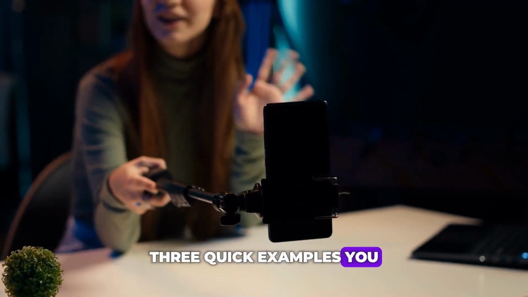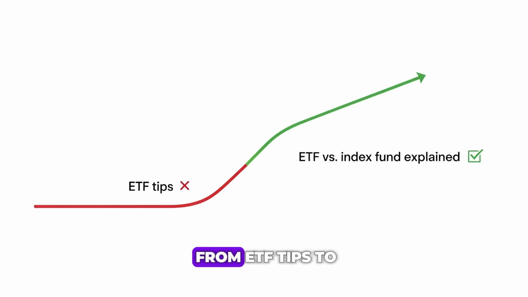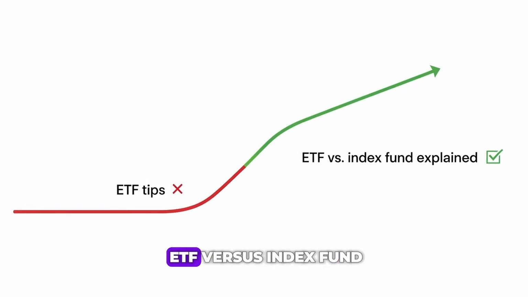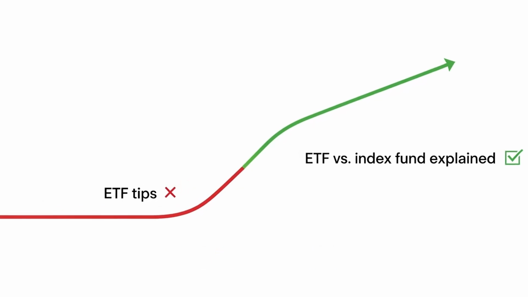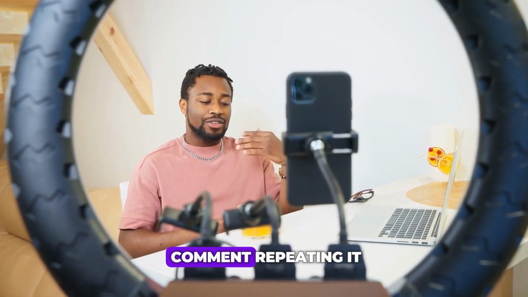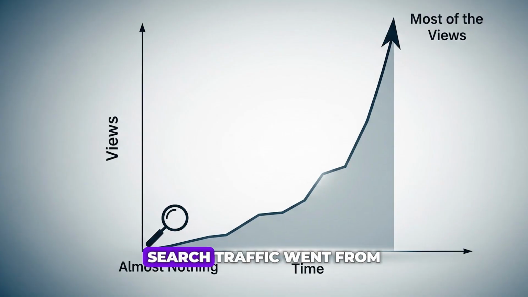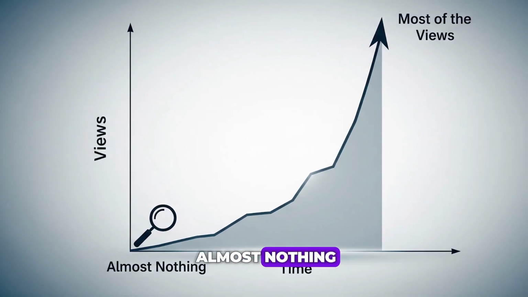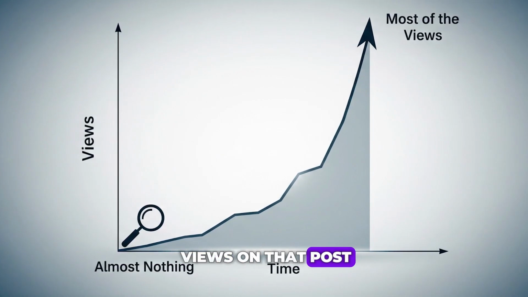3 quick examples you can follow. First, a small creator changed from ETF tips to ETF versus index fund explained. He said the phrase in the first second, put it in the caption, and pinned a comment repeating it. Search traffic went from almost nothing to most of the views on that post.